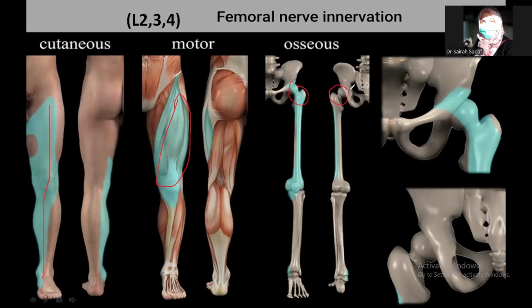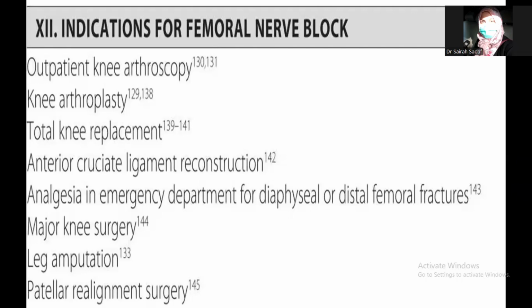Okay, as you can see, it is paired. The anterior side of the shaft, not the posterior, and some part of the knee joint, but not the posterior part. So keep in mind the area supplied by the nerve, and that will make it easier for you to think about the indications of the nerve block. If you know the supply area of any nerve, that will make it easier for you to understand the indications of that nerve block. Now let me show you some of the indications.